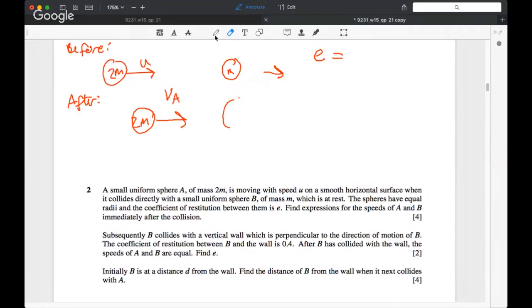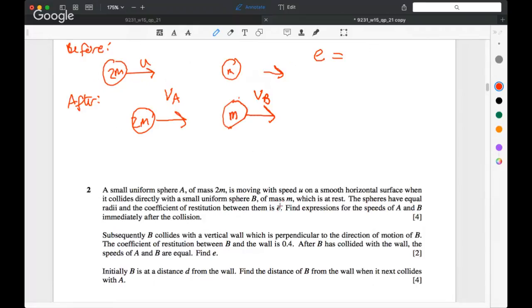We'll then draw the other one, VB. Both in the same direction. Doesn't matter. If we get a negative sign, that means that we assumed the wrong direction at the start, which isn't a problem. It wants expressions for the speeds of A and B immediately after.